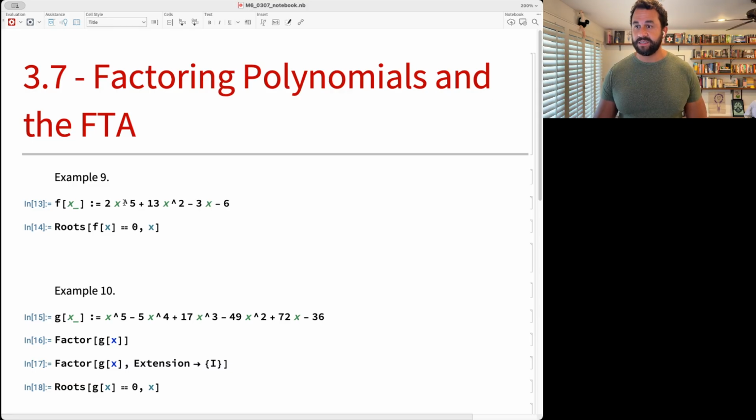That one is this polynomial here, 2 times x to the fifth plus 13x squared minus 3x minus 6. And what I did was I instantiated it as a function. I called it f, f bracket x subscript. The subscript lets it know that x is the variable. And I'm going to define it as this polynomial.